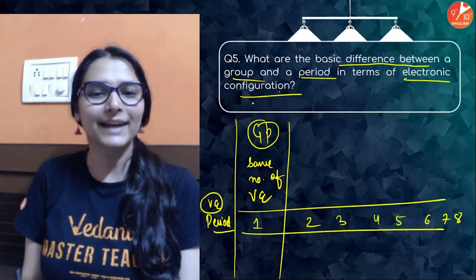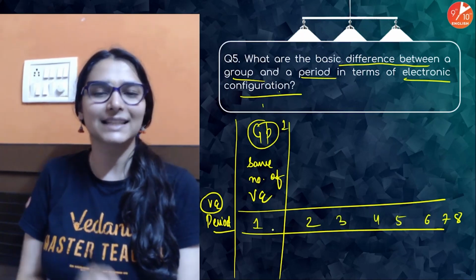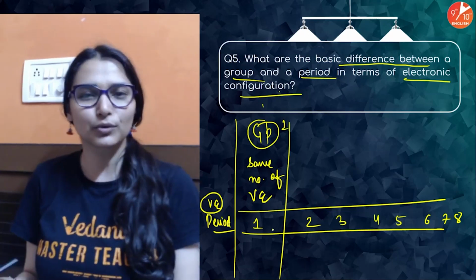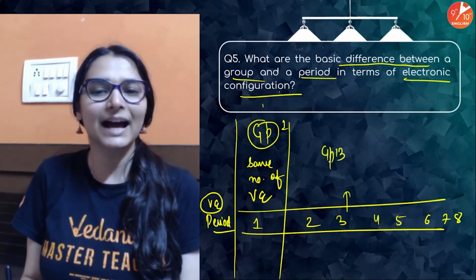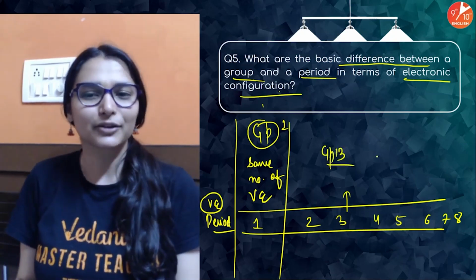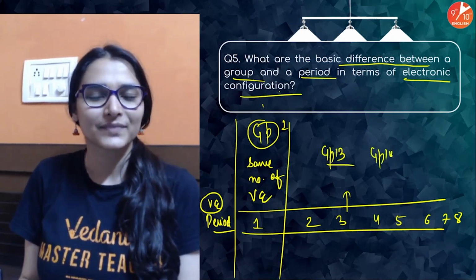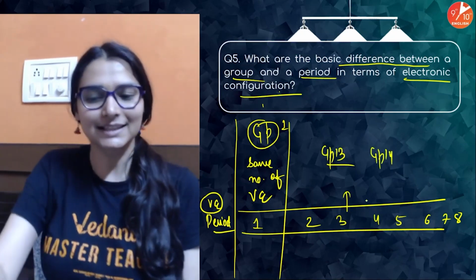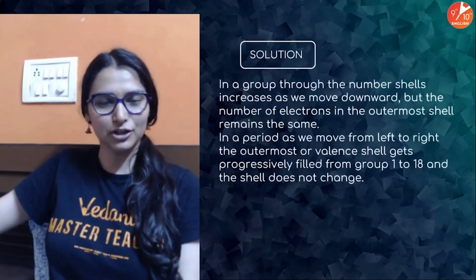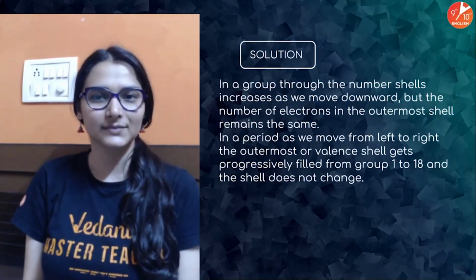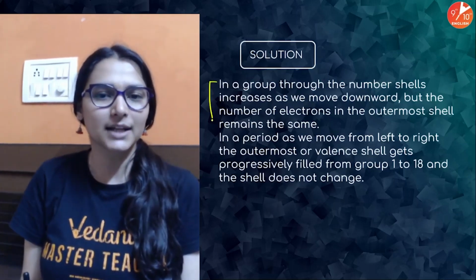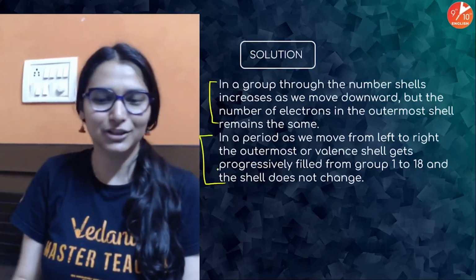Like group number 1 elements have 1 valence electron. Group number 2 में 2 valence electrons. Group number 13 elements will have 3 valence electrons. Group 14 में they have 4. So there is a successive increase in valence electrons in a period. And in a group they are the same. Easy hai, you can frame the answer first for group, then for period. Not gonna take you much.